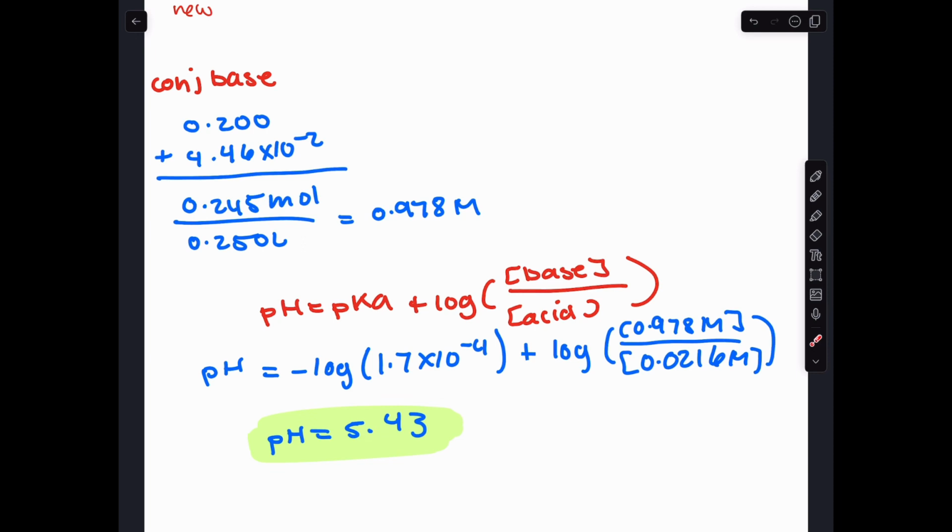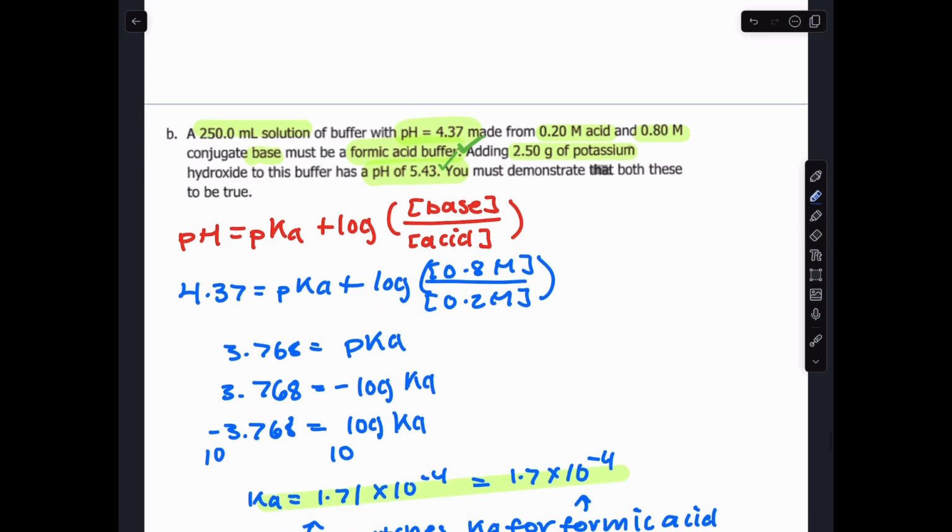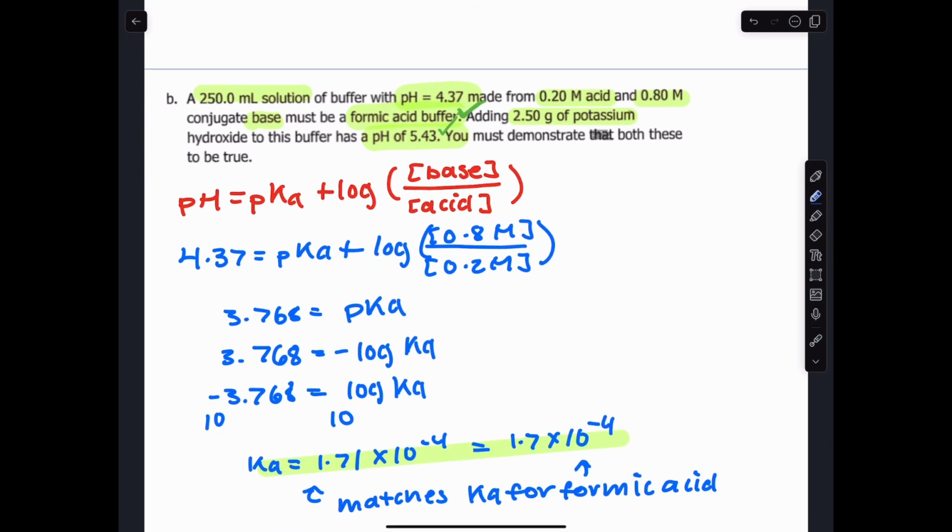So if we go back up to the equation above, we'll see that we got the same pH as in the question. Let's just go back up, and there you have the 5.43 pH. So now we've proved that this is a formic acid buffer. Then we calculated our new molar amounts after the addition of potassium hydroxide to plug in so that we could prove that the buffer has a pH of 5.43 afterwards.